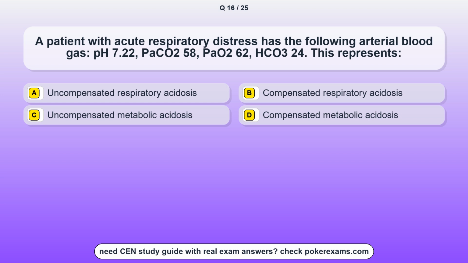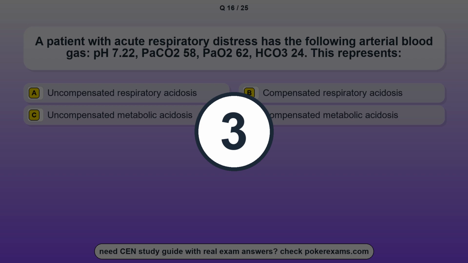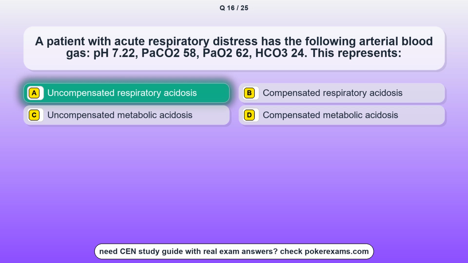Question 16. A patient with acute respiratory distress has the following arterial blood gas: pH 7.22, PaCO2 58, PaO2 62, HCO3 24. This represents option A. Uncompensated respiratory acidosis. Option B. Compensated respiratory acidosis. Option C. Uncompensated metabolic acidosis. Option D. Compensated metabolic acidosis. The correct answer is option A. Uncompensated respiratory acidosis.